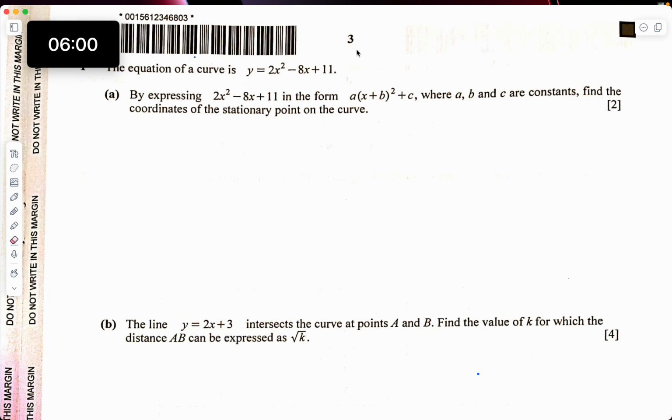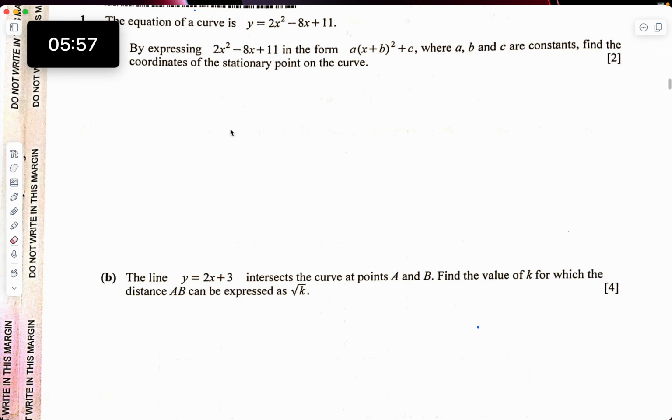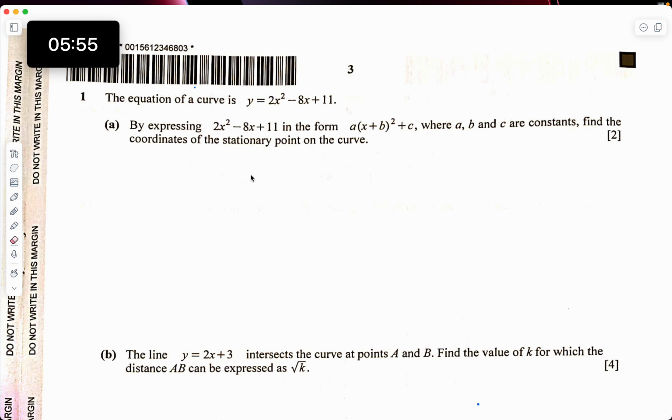So this is the 2022 AMF Paper 1 question 1. The first question requires us to complete the square. Alright, so we can write down 2x squared first, minus 8x plus 11.